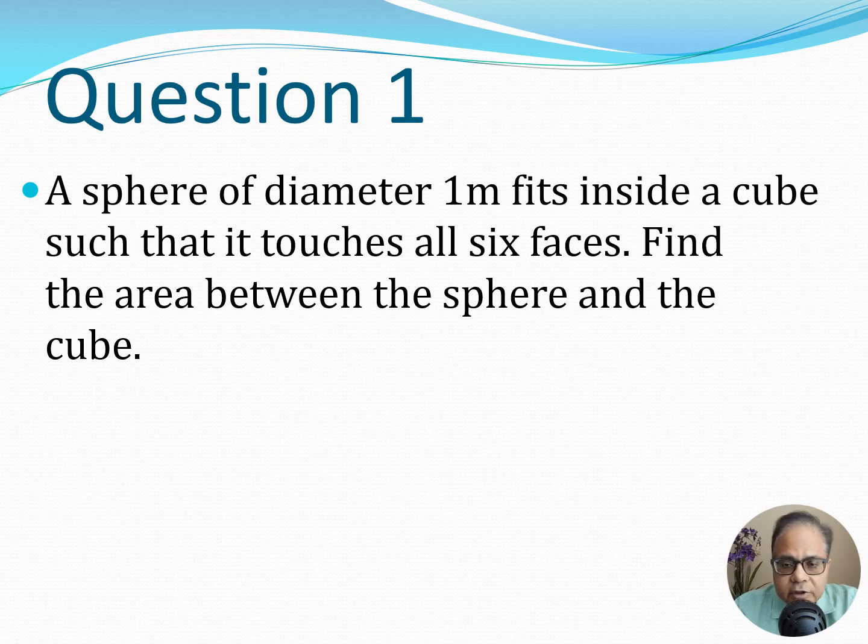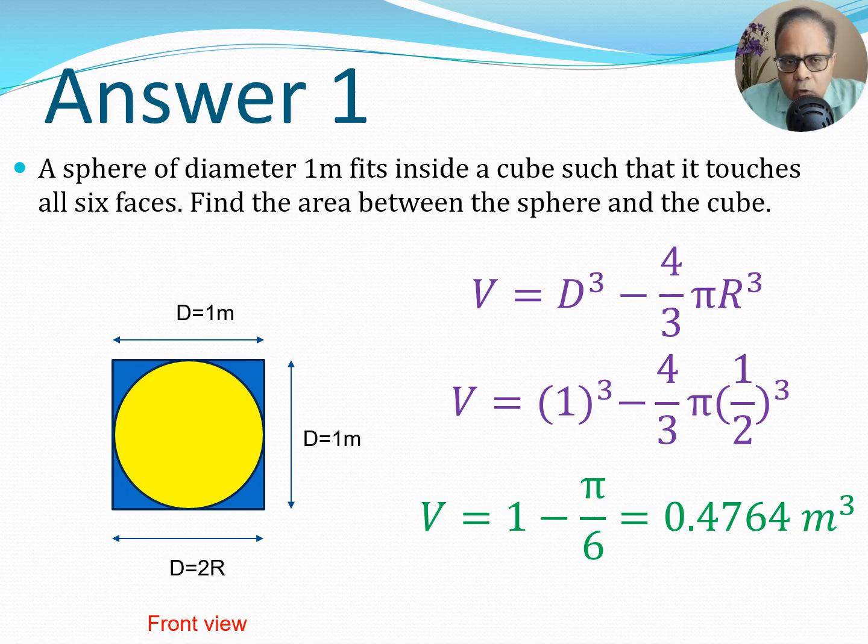Now, whenever such a question is given, you have to essentially form a math model in terms of a diagram and then solve this problem. If we look at a two-dimensional view, maybe a front view of this problem, we have the cube and the sphere. In 2 dimensions we essentially see a square and a circle. The diameter of this circle or the sphere is 1 meter and the side of the cube is also 1 meter.